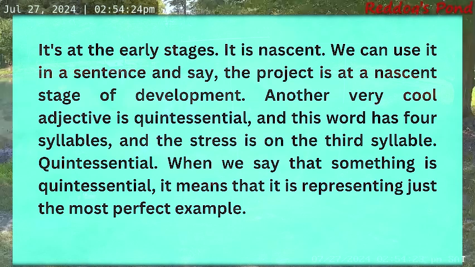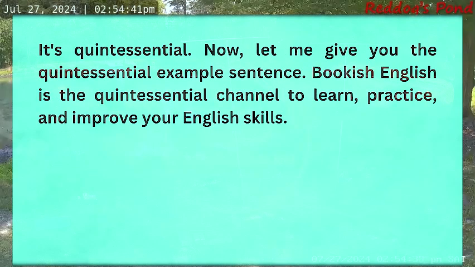Another very cool adjective is quintessential, and this word has 4 syllables, and the stress is on the third syllable. Quintessential. When we say that something is quintessential, it means that it is representing just the most perfect example. Now, let me give you the quintessential example sentence. Bookish English is the quintessential channel to learn, practice, and improve your English skills.